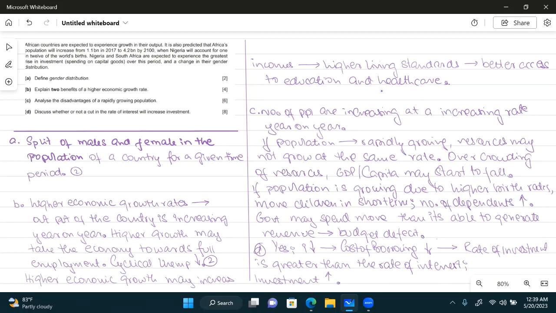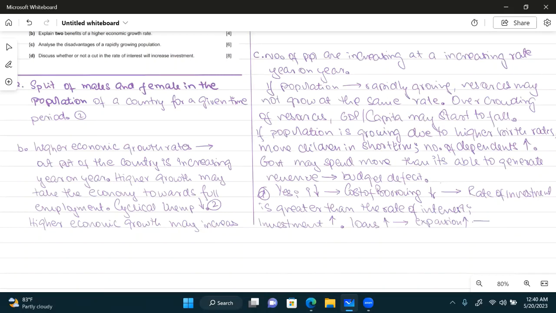Cheaper loans will mean expansion. And when firms decide to expand, they will automatically go for more investments. But a cut in the rate of interest may not increase investment if people and firms are pessimistic. Pessimistic means disappointed, not very hopeful, pessimistic about the economy.